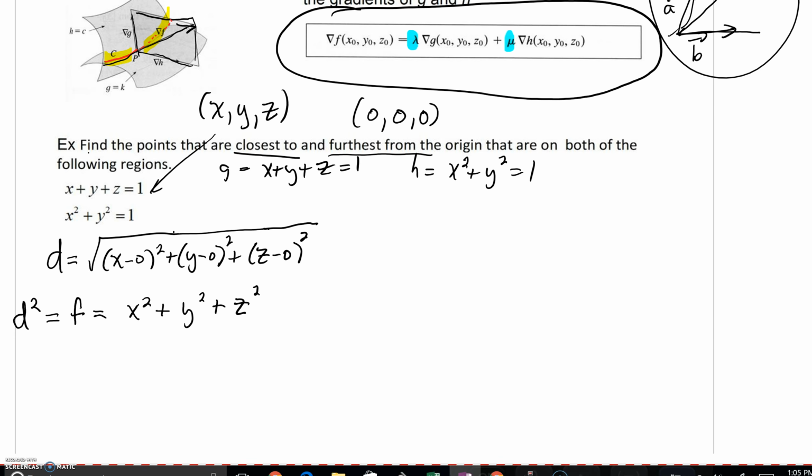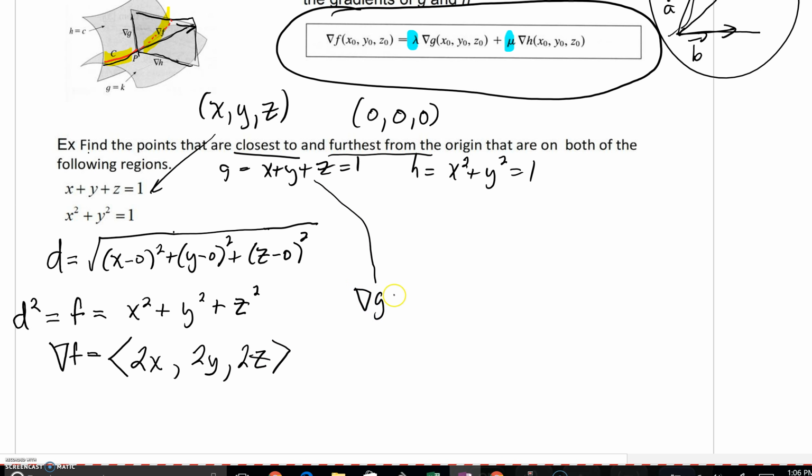So listen, we're going to go ahead and find some gradients here. Let's go ahead and find the gradient of f. Derivative of f with respect to x would be 2x. The derivative of f with respect to y would be 2y. And the derivative of f with respect to z is 2z. And kids will say, hey, that's not so bad. I definitely hope not.